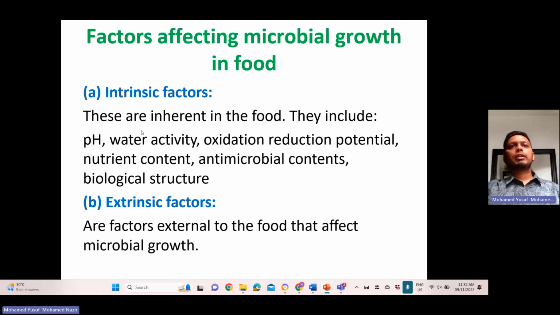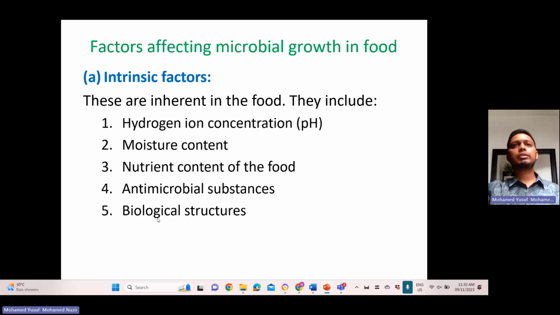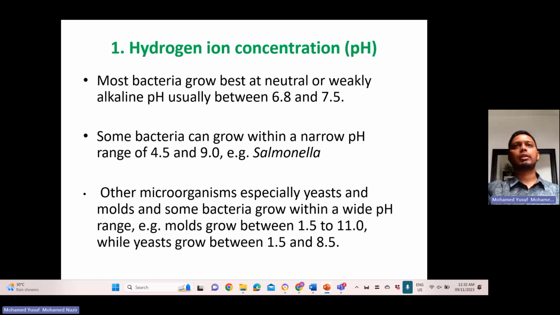So, this is the intrinsic factor. These are factors inherent in food that include the pH, water activity, oxidation reduction potential, nutrient content, the microbial content, and also biological structure. And extrinsic factors are external to the food that affect the microbial growth. We will first look into the intrinsic factors. Examples of intrinsic factors are the hydrogen ion concentration or pH, moisture content, nutrient content in food, antimicrobial substances, and also biological content.